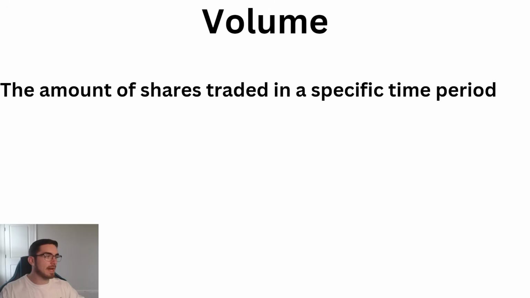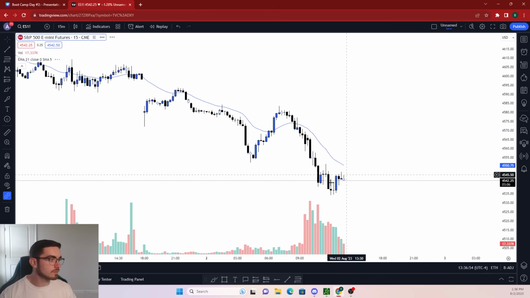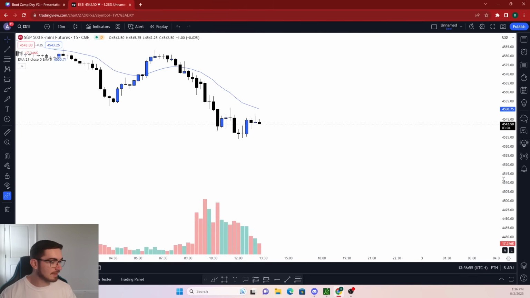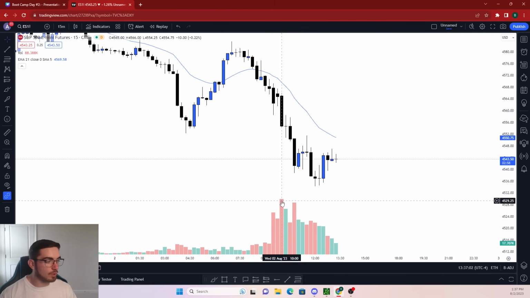So volume, the amount of shares traded in a specific time period. That's it. All right, so now actually looking at a chart, if we pull up the S&P 500 futures, if we go to the 15-minute time frame and we look down at the volume right here, this is showing us how much volume was traded on the 15-minute time frame.